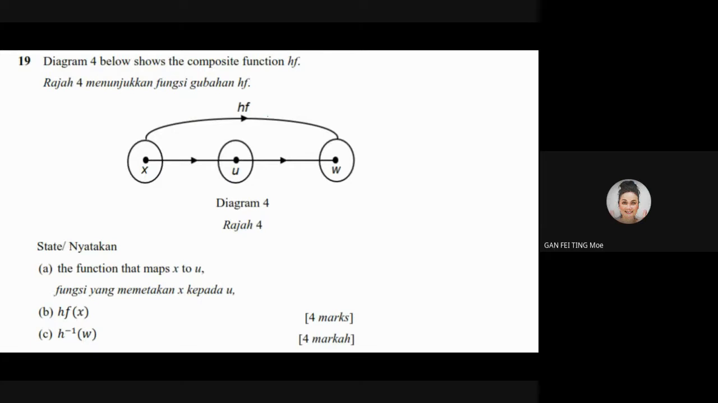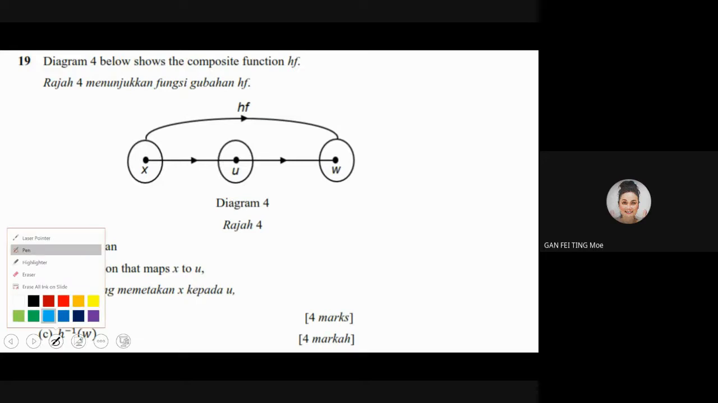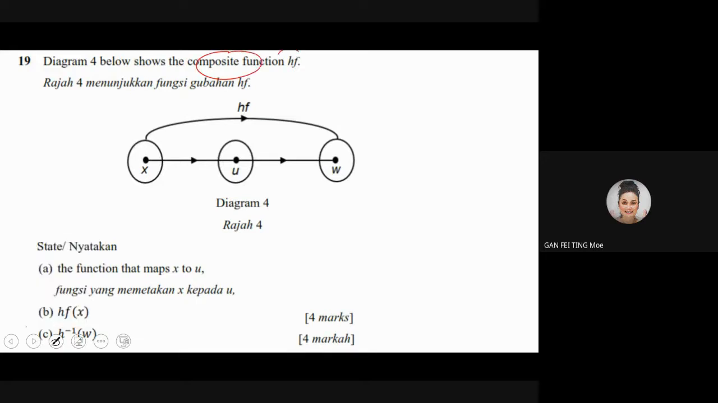So diagram 4 below shows the composite function. So the question says composite function of HF. So this is given to you. And remember, for composite function, it's actually like our transformation, okay? Our combined transformation. So for HF, the object that we can fit into the HF is here. So it's behind F, it's here.